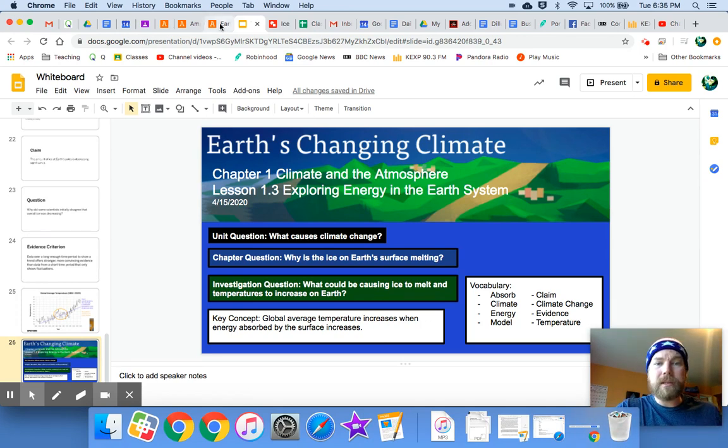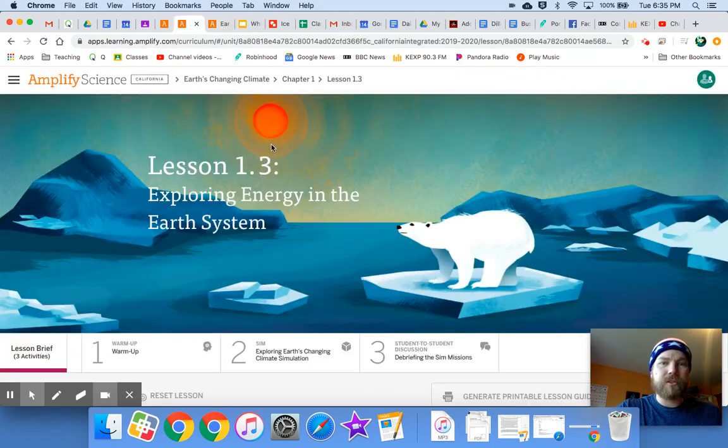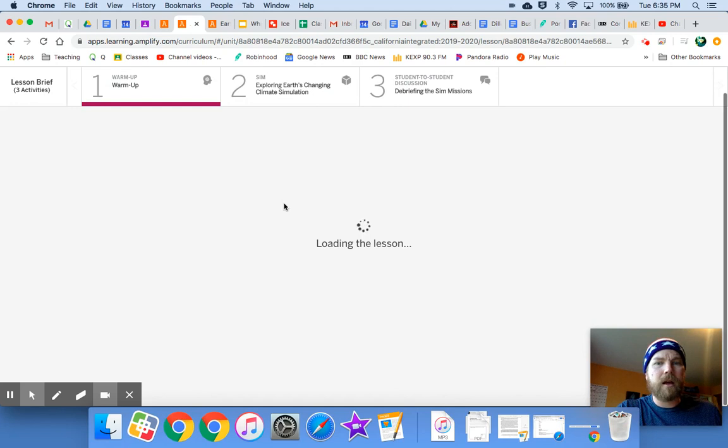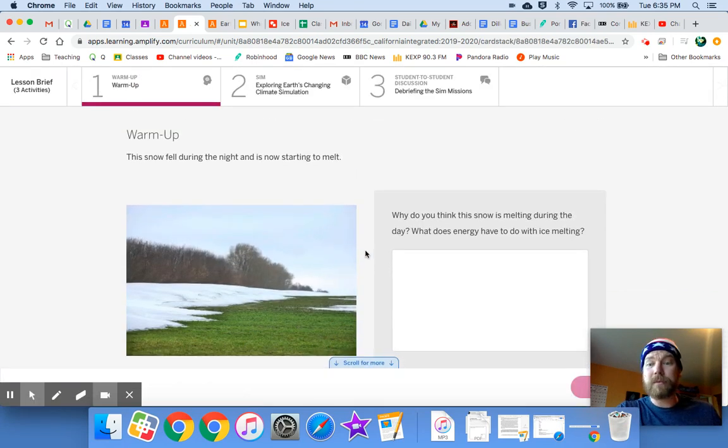Here we go. Let's take a look at the lesson right here. Oh, that's a simulation preview. And let's jump into the warm-up. Oh, look at that, 1.3. Nice picture. I like the art that Amplify does. Here is, oh, look, snow. Some of you may have never even seen snow before. For those of you who haven't, snow is frozen water that falls from the sky. It says this snow fell during the night and is now starting to melt.